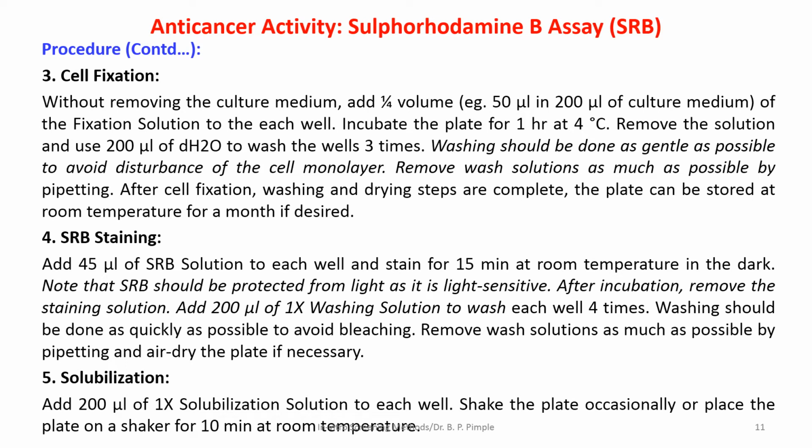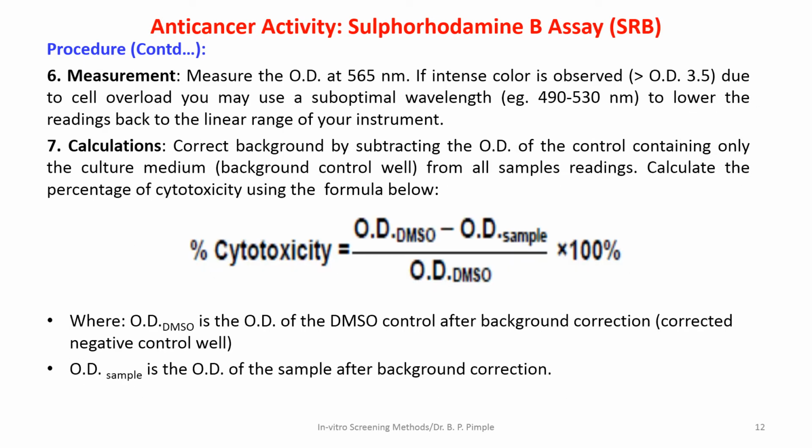Then cell fixation. A single monolayer will form at the bottom of these wells and it has to be washed with deuterated water and excess water is to be taken out. Then staining with SRB, that is sulphorhodamine B, and then excess dye is also washed out. Next is solubilization of the dye that has been retained by the cells. Next, measurement of the optical density. Once optical density is measured at 560 or 565 nanometer, calculations are done by using this formula.